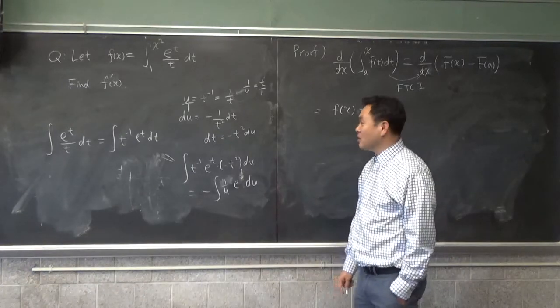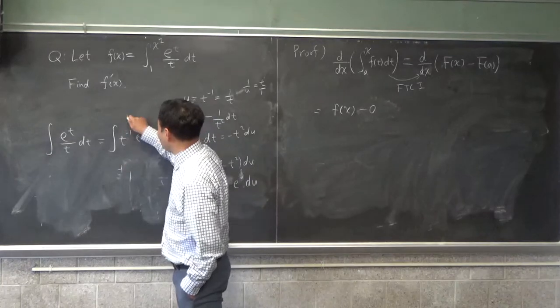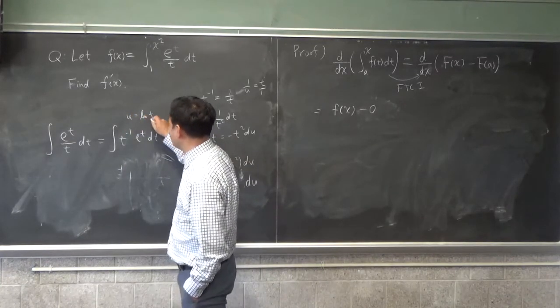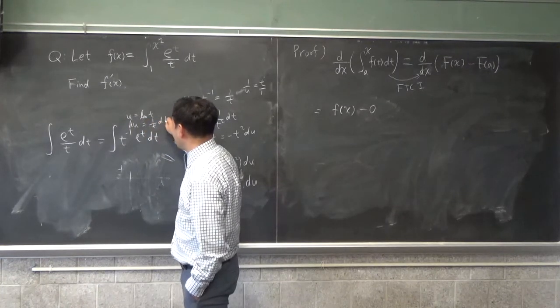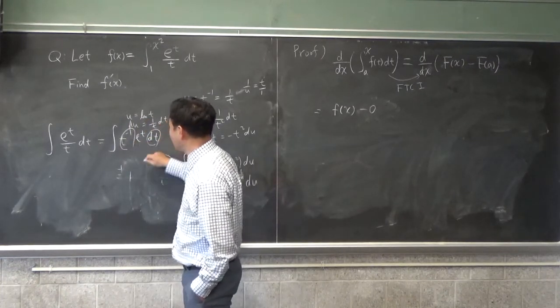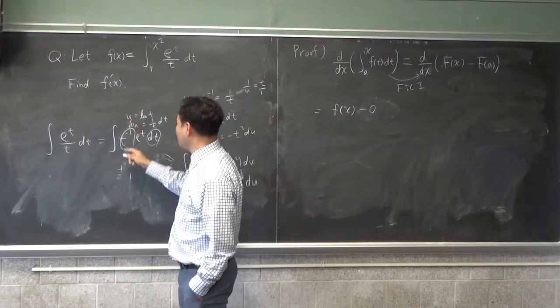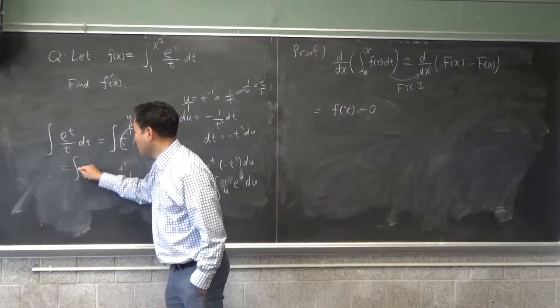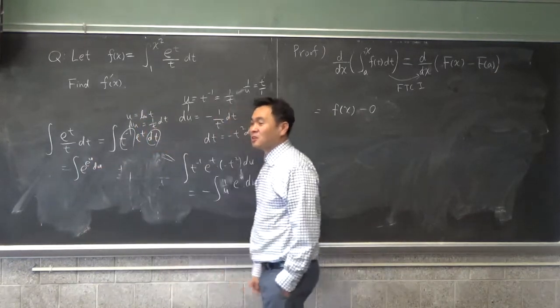Okay? And you can even try other things, like maybe set u as ln of t. Then du would be 1 over t dt, which is exactly this part, right? But then t is e to the u, so this will become like e to the u du. So it's not going to work.